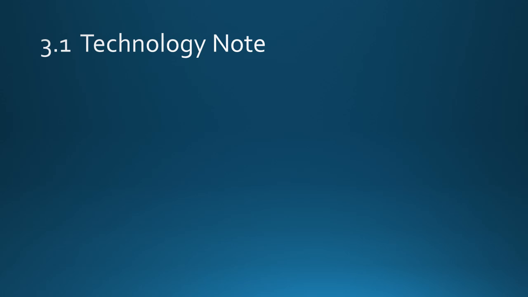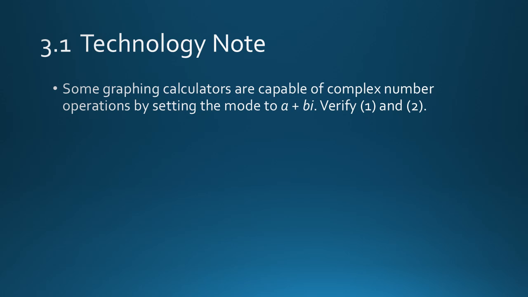Okay, a little bit about technology. We have graphing calculators that are capable of complex number operations. And it even has a mode for that. So you can press the mode button and go down. You'll see where it has the option to set it to a plus bi.